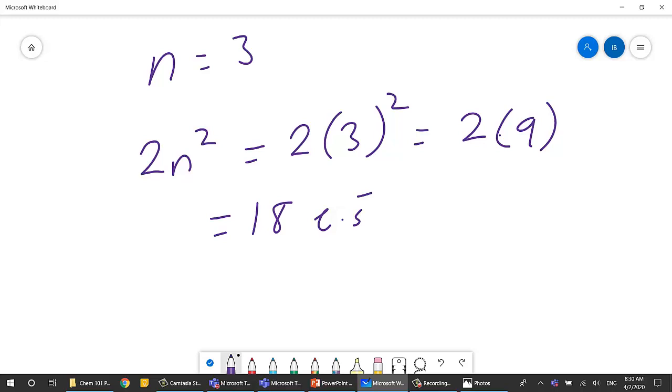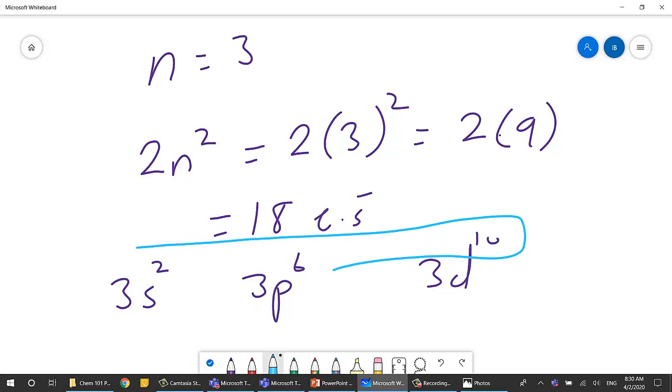And to explain this, n equals 3 has 3s, 3p, and 3d. These contain 2, 6, and 10 electrons respectively. If you add these together, you'll find them to be 18.